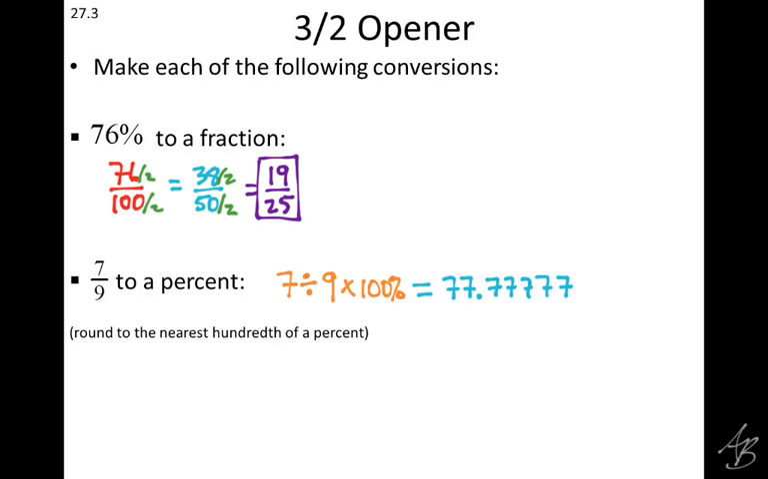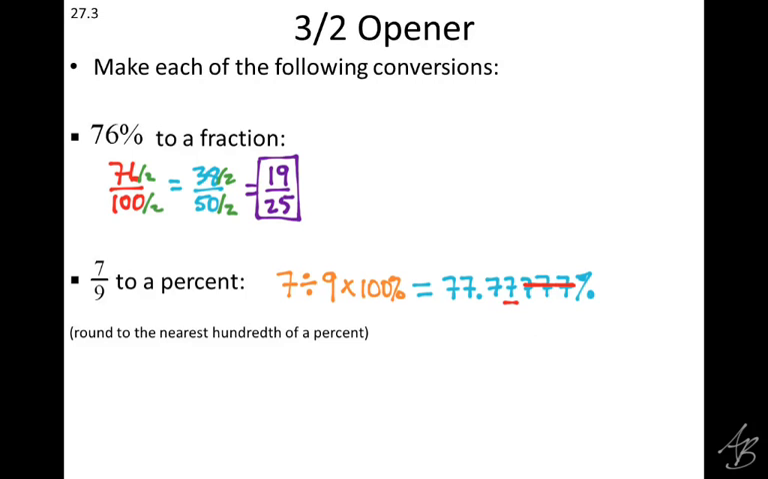So we want to round to the nearest hundredth of a percent. Where's the hundredths place for our percent here? Let me put the percent on here first. Where's the hundredths place? It's the second one behind the decimal, right? So this is the place that we want to round it to, which means I'm going to cross off everything after that. Now, if I want to round this 7, what do I need to look at to decide if that's going to stay or change?